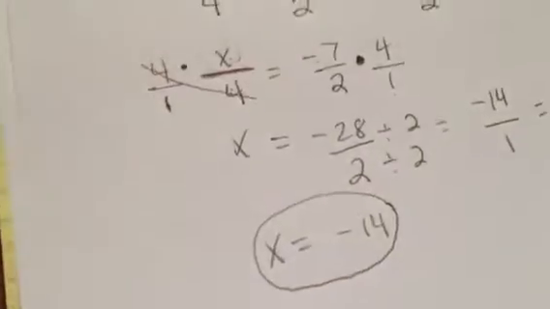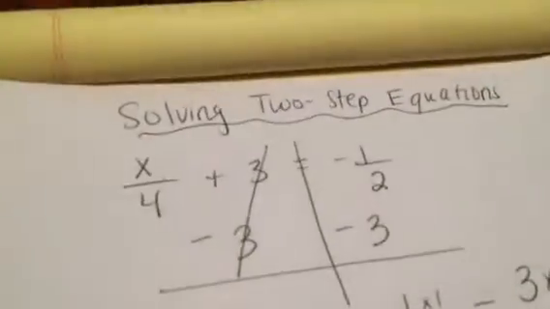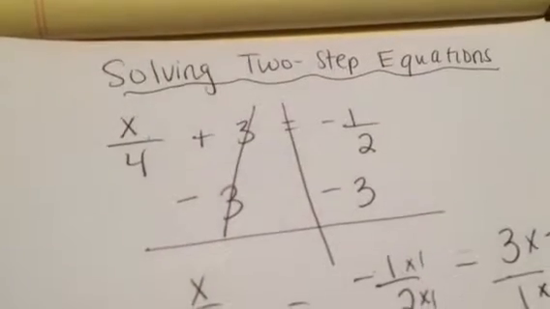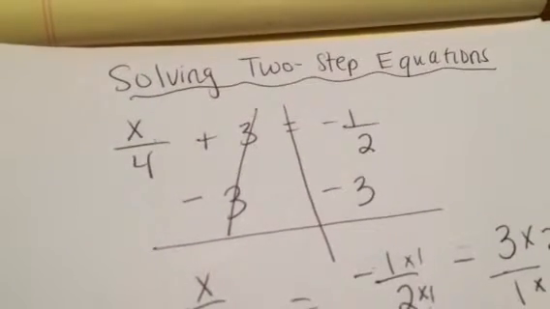And to check it, we would plug it back in to the original equation. x over 4 plus 3 equals negative 1/2.